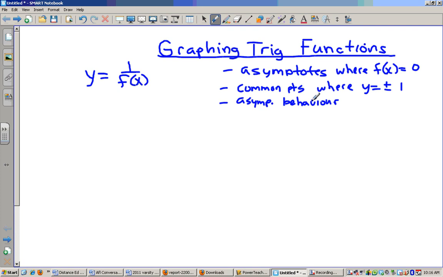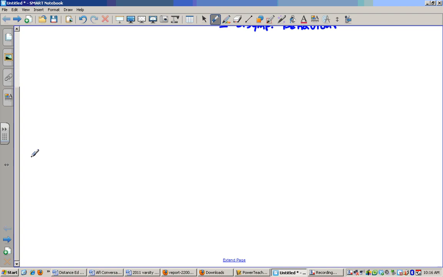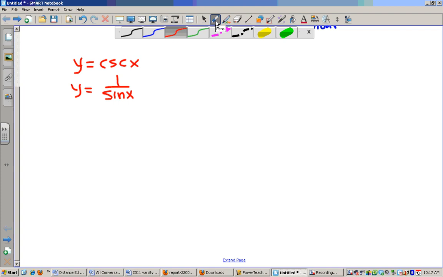The first thing we're going to learn to do today is to draw y equals cosecant x. And what we're going to do is think that that's the same as y equals 1 over sine x. So it's basically drawing the sine curve, and then we're going to do the reciprocal transformation of the sine curve, okay? I'll show you how this works.